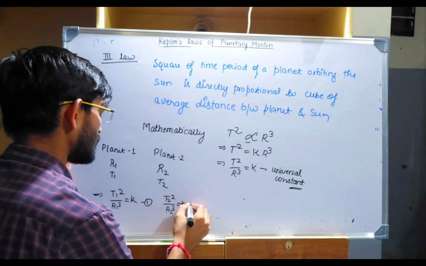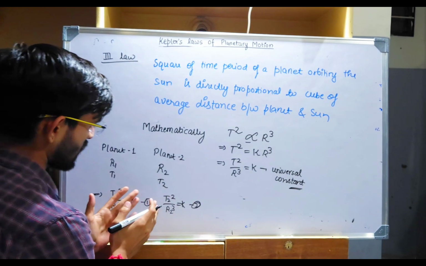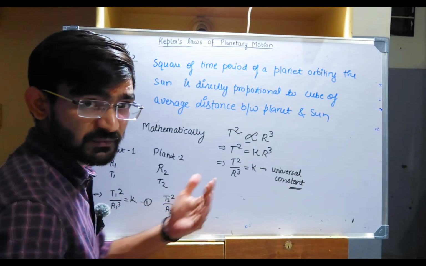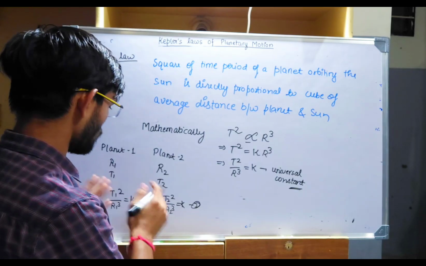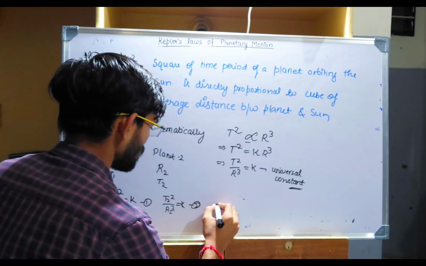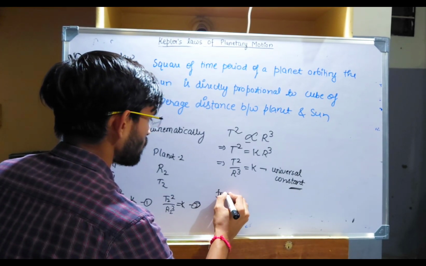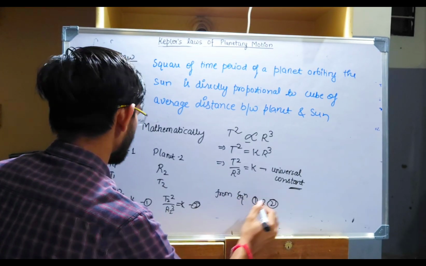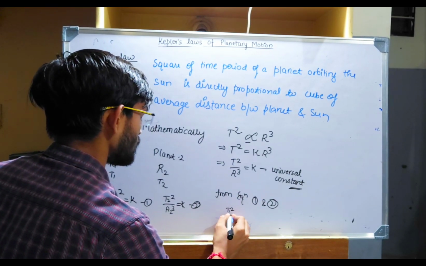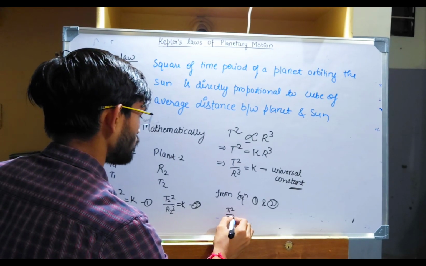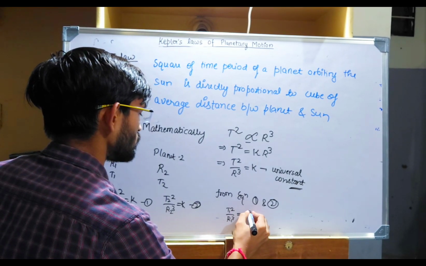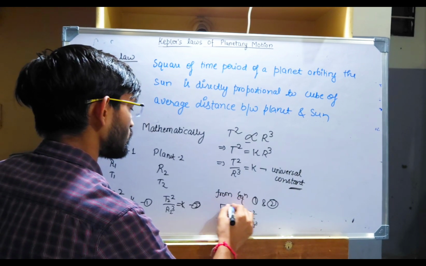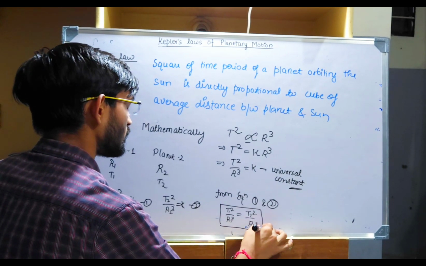From equation 1 and 2, if the right hand side of both the equations is equal, then we can conclude that the left hand side of both the equations will also be equal. So from equation 1 and 2, we can write that t1 square upon r1 cube is equal to t2 square upon r2 cube. Remember this formula, this is an important one.